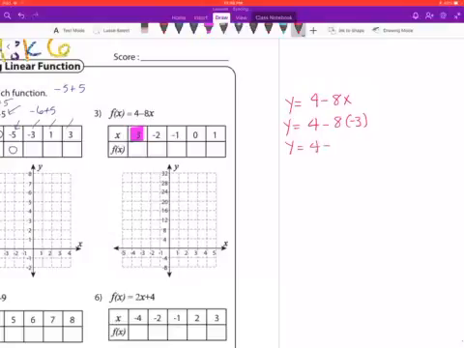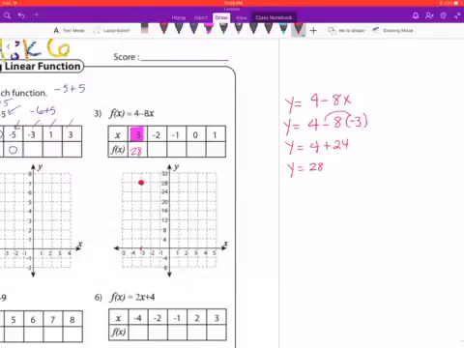4 minus, what's a negative times a negative? A positive 24. Y equals 28. So when, wow, what did I put, a 3? There you go. When x is negative 3, y is 28.